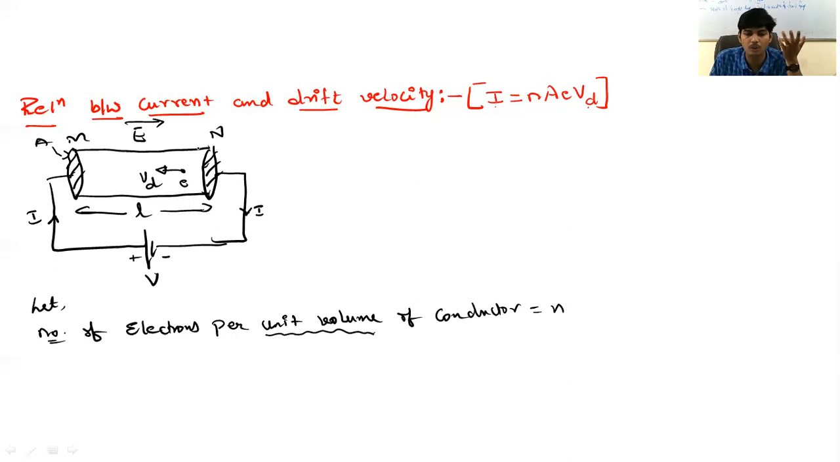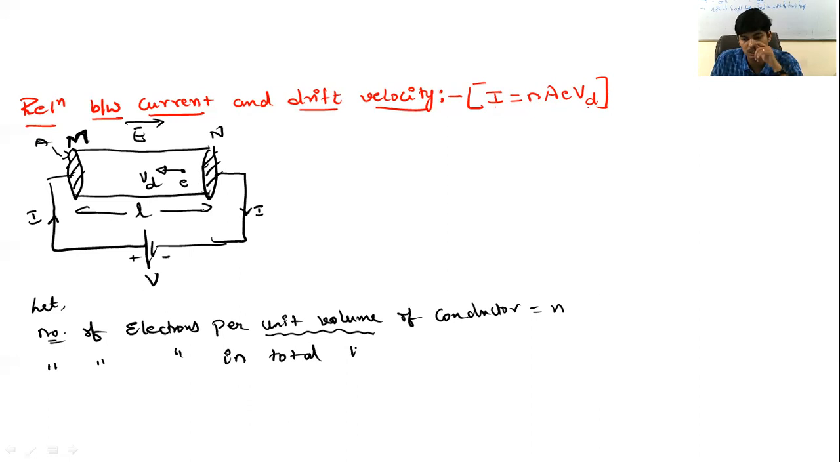We do not actually know how many electrons will be present per unit volume. So we'll suppose that the number of electrons per unit volume of this conductor MN is equal to n. We'll then calculate the number of electrons in the total volume of the conductor.